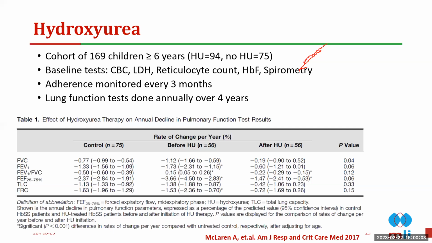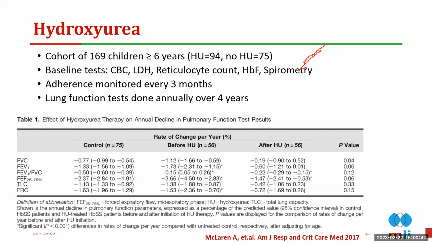And then they were also able to pair the decline, but basically what they did, they looked at the controls, those on hydroxyurea and compared lung diseases.